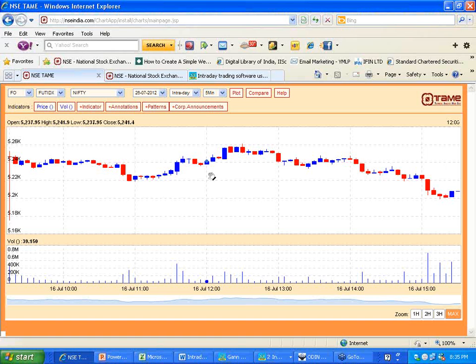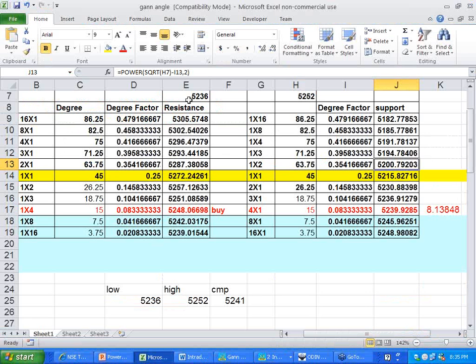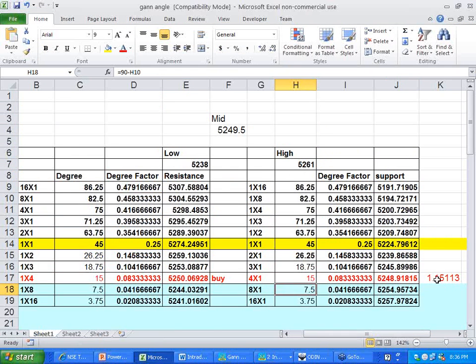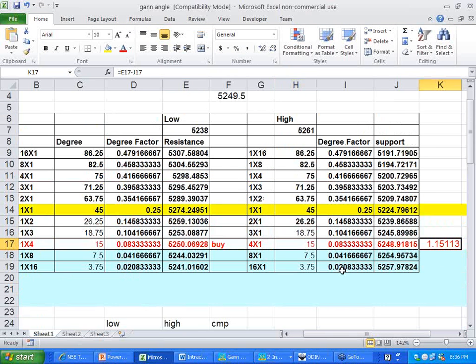So at 12 o'clock you had a low of 5238, and between 12 and 1 o'clock the range went from 5238 to 5261. This is the 12 o'clock to 1 o'clock window, and it is giving you a specific error. The buy entry is higher compared to the sell entry, but the difference is 1 point.